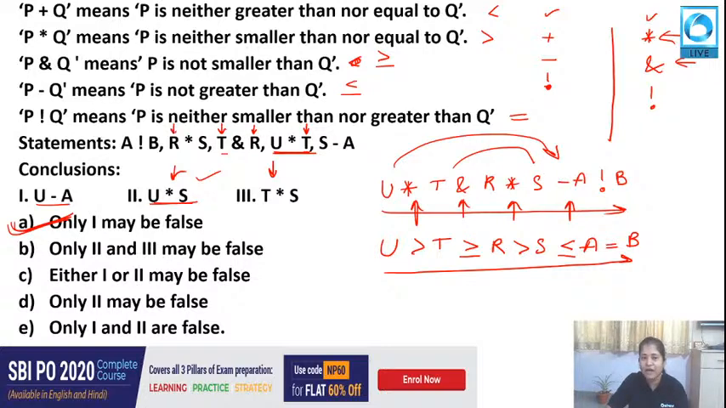So we have R asterisk S. Then we have to combine something that is ending with S. So we get a starting S minus A. Now this is ending with A. So then we have A exclamation B, right? So we form a pair of statements. We combine them by finding the common variable between two different statements.